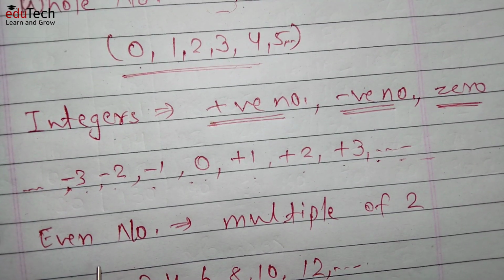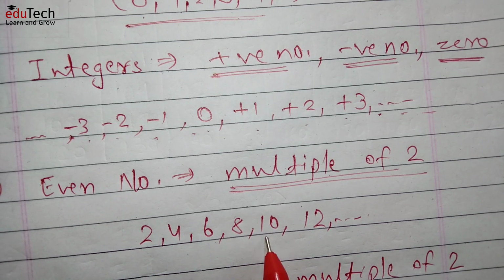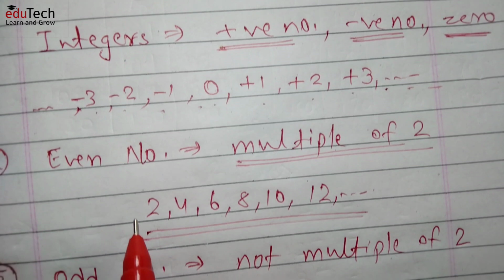Fourth one is even number. Even number means multiple of 2. Multiple of 2 is what? 2, 4, 6, 8, 10, 12. These all numbers are called even number.